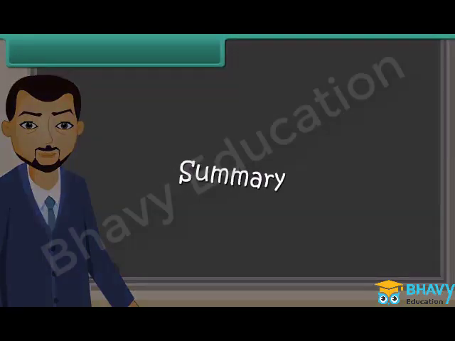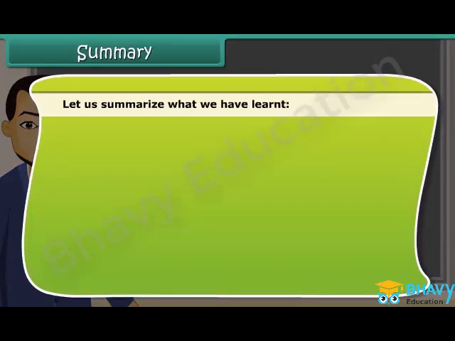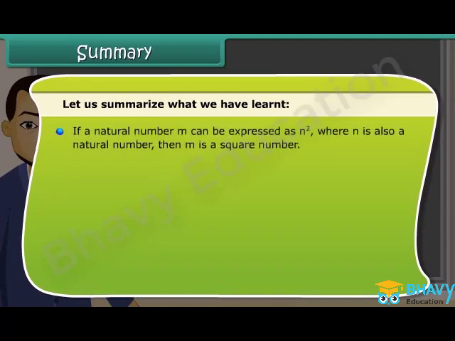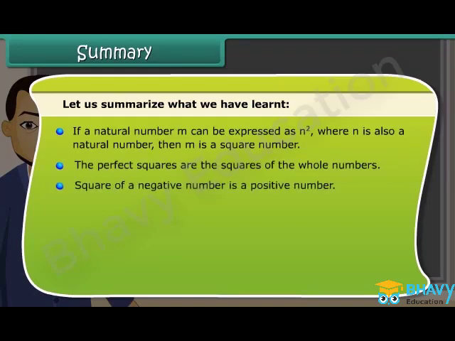Summary. Let us summarize what we have learned. If a natural number m can be expressed as n square, where n is also a natural number, then m is a square number. The perfect squares are the squares of the whole numbers. Square of a negative number is a positive number.